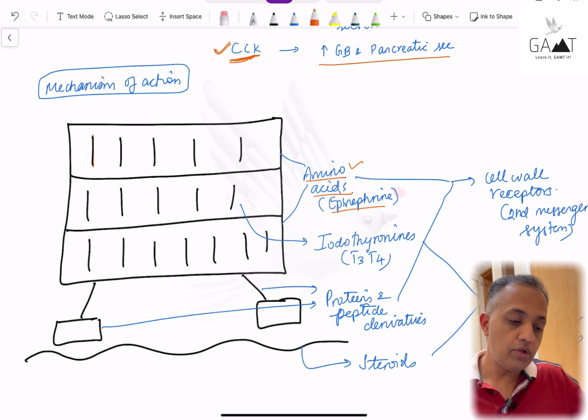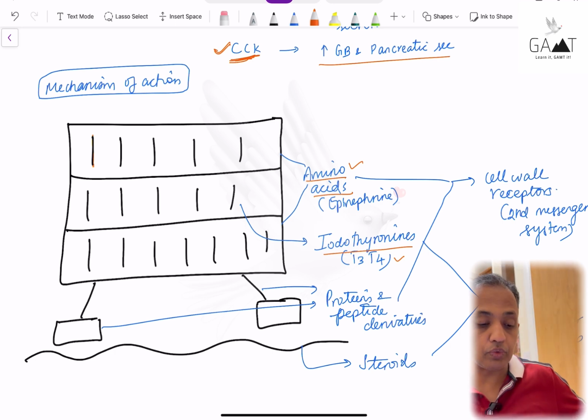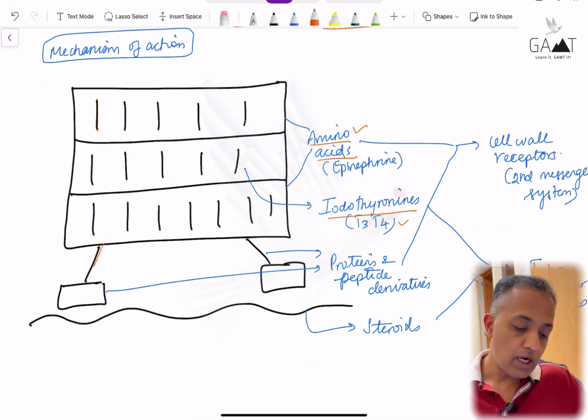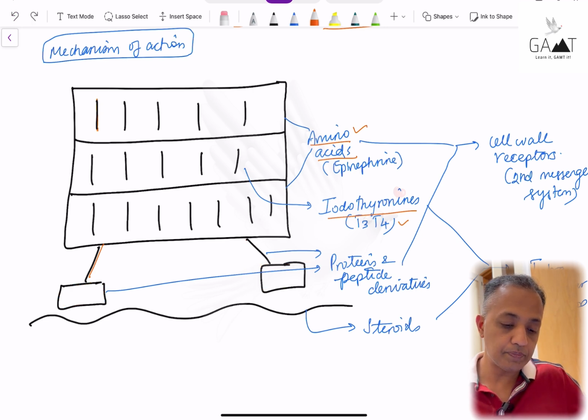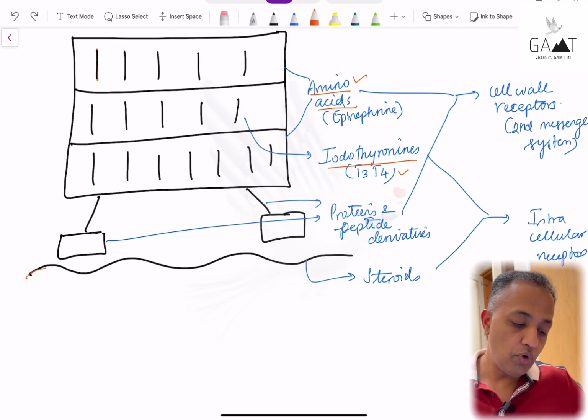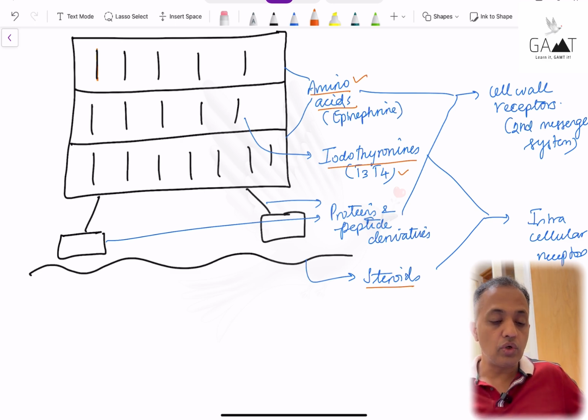Then all these individual books resemble the letter I, for iodothyronines. As the name suggests, thyroxine falls under this category. Iodothyronines are the second group of hormones. The third group is proteins and peptide derivatives. This forms the majority of all the hormones that are produced. Then you have the floor, which is the letter S, standing for steroid hormones. Usually they're produced by the adrenal cortex and also by the gonads.